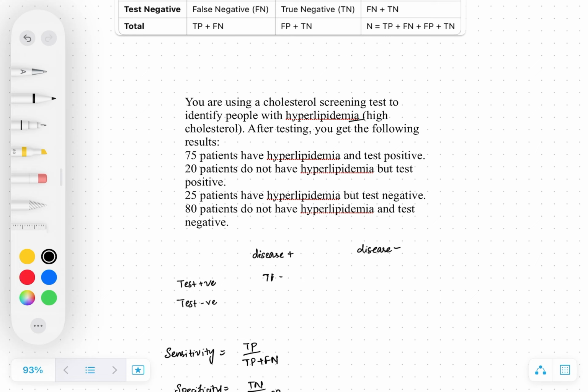So true positive is 75. 20 patients do not have hyperlipidemia but the test is positive. So the test is positive, disease is negative, that is false positive. So this false positive is 20. 25 patients have hyperlipidemia but the test is negative. It's false negative, that is 25. 80 patients do not have the disease and test negative, that is true negative. It is equal to 80.